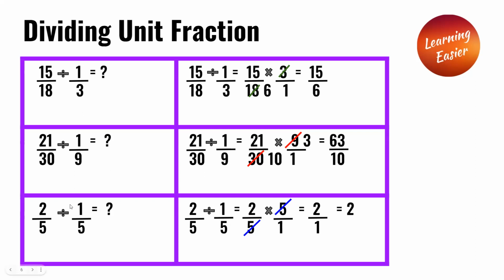2 over 5 divided by 1 over 5 is equal to 2 over 5 times 5 over 1. The two 5s can be simplified by 5, in which both of them become 1. So the answer is 2 over 1 or 2.